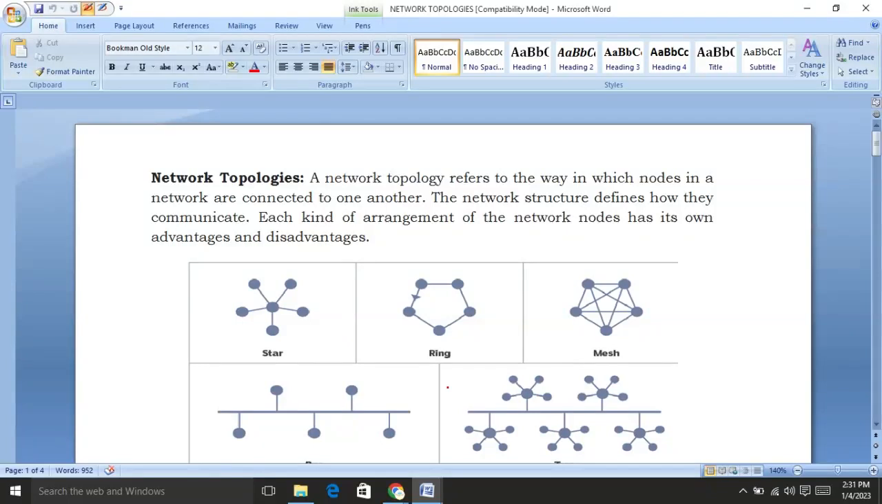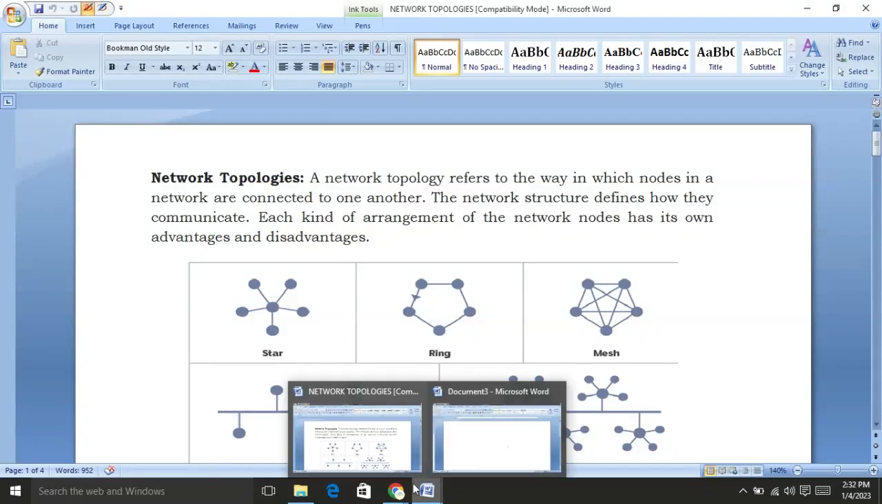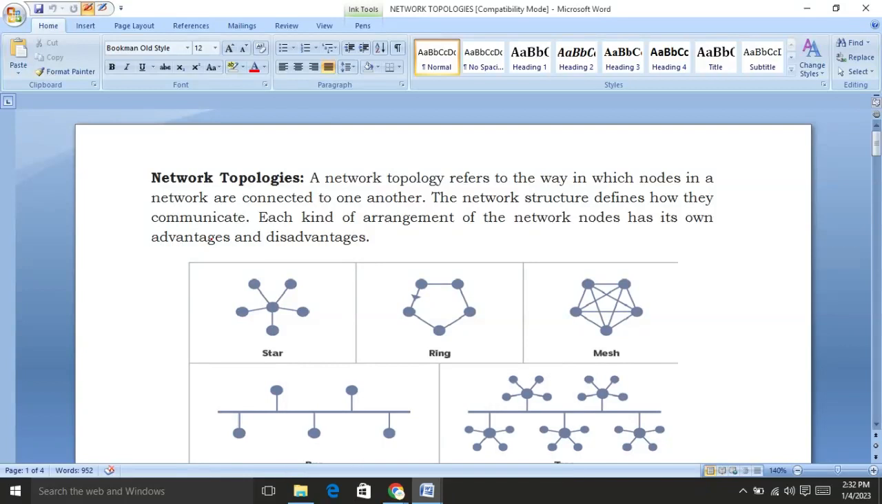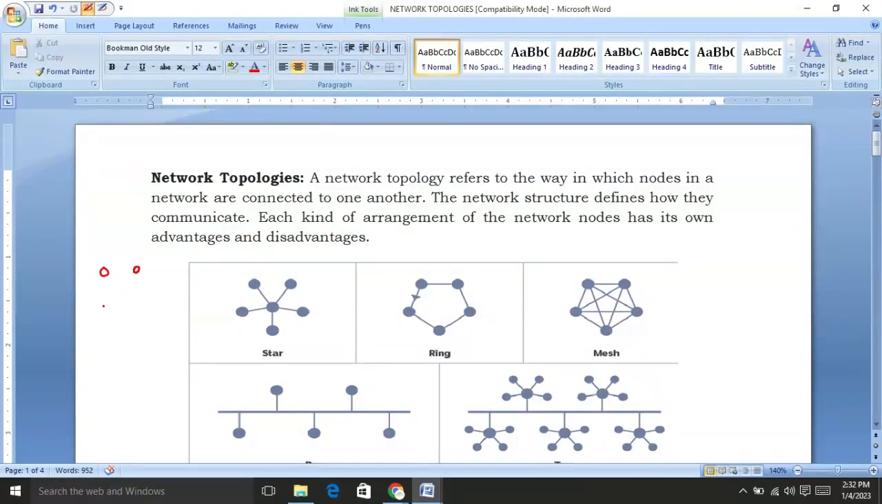Now I would like to discuss the network topologies in computer networks. So what do you mean by topology? The topology means how we physically arrange the nodes or systems which are going to be interconnected. Suppose I am considering four nodes, and I am interconnecting these four nodes like this.